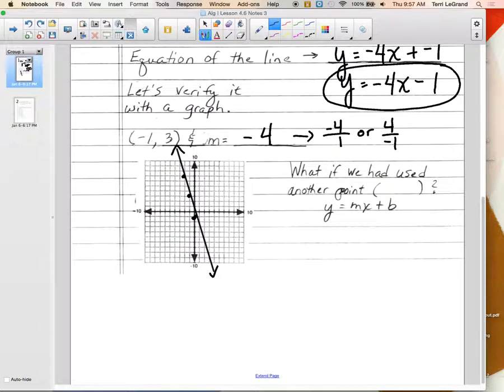So let's do this point right here. What's that ordered pair? This one here. What is this ordered pair's name? His name is -2, 7. Okay, so this one is -2, 7. Let's use that one and pretend that we still don't know what the y-intercept is and see if we still would get the same result. So we'll put 7 in for y. We'll put -4 in for m, because that's the slope of this line. -2 in for x. And we'll solve it for b.